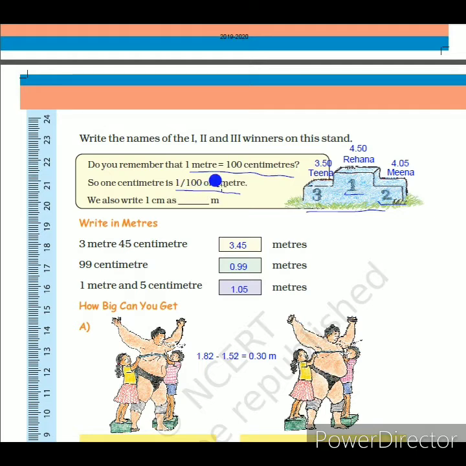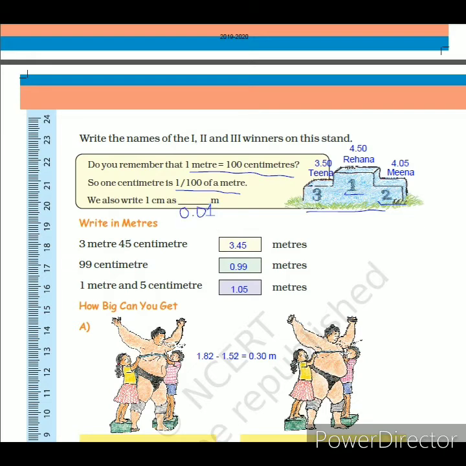Yes, we have already written that 10 paisa is 1 part of 100 paisa. Like that, here 1 centimeter is 1 part of 100 meter. So we can write this in decimal form as 1 centimeter is 0.01 meter. If we write 1 centimeter in meter, we have to write it in decimal form as 0.01 meter. This is the answer.